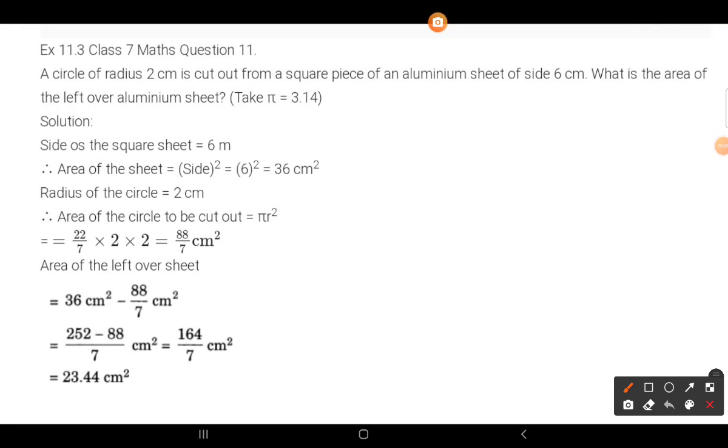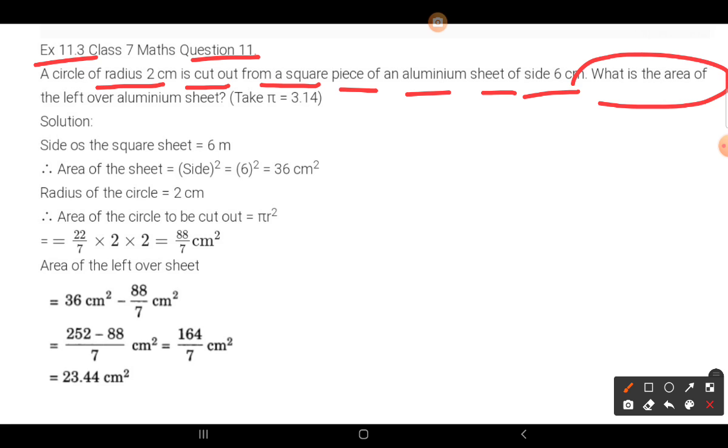Hello students, now we will see question number 11 of exercise 11.3, class 7th maths. So let us first see the question. The question is: a circle of radius 2 cm is cut out from a square piece of an aluminium sheet of side 6 cm. Now what is the area of the leftover aluminium sheet?